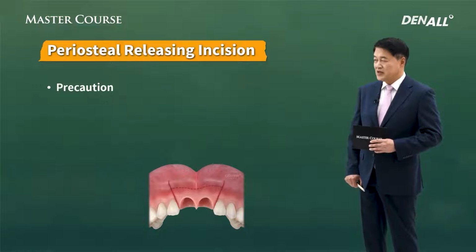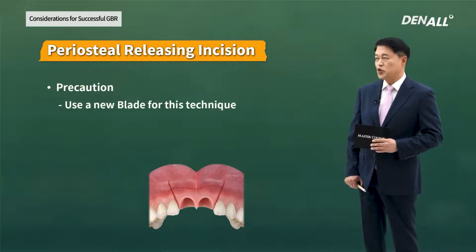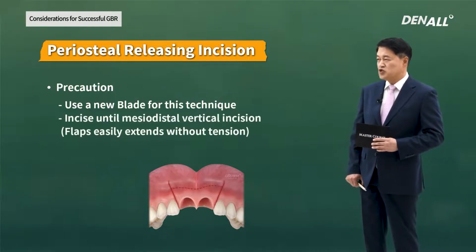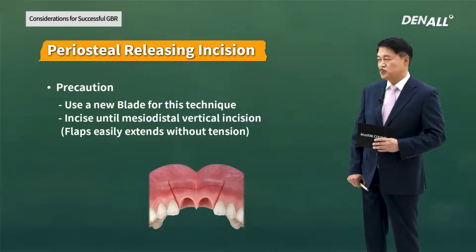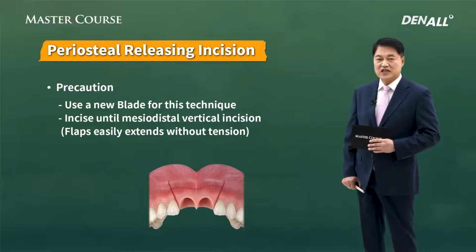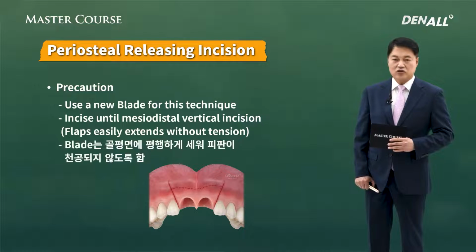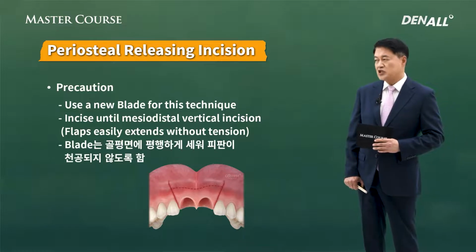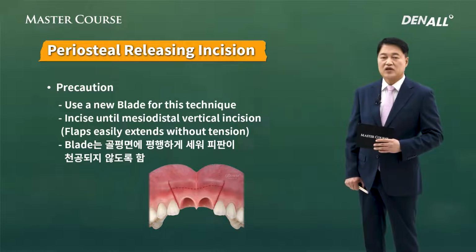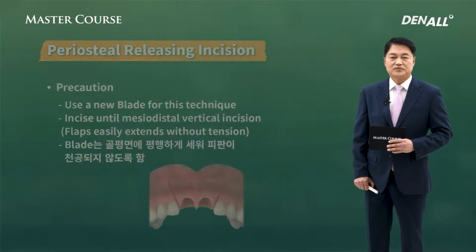The precautions you need to take. When you use a blade, use a new blade for this technique. And make incision up until mesiodistal vertical incision so that the flap easily extends without tension. The blade should be parallel to the bone surface and the flap should not be perforated. You need to look carefully in order to prevent such from happening.